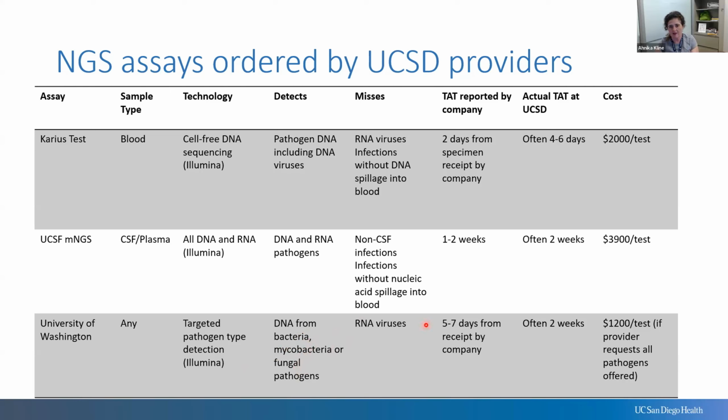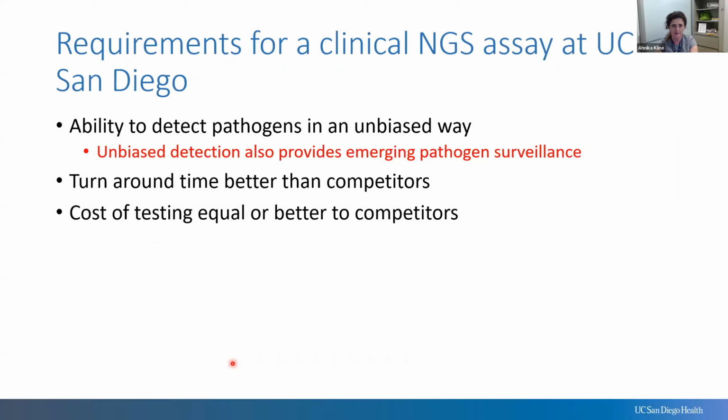They miss RNA viruses in their samples, and they report a 5 to 7 day turnaround time from receipt by University of Washington. But in our actual practice, it ends up being closer to 2 weeks, again accounting for receipt to our lab and then sending it out to them and getting the result back. It's $1,200 if you're hoping to get all 3 possible pathogens detected at present. So it's the cheapest test, but also the most targeted.